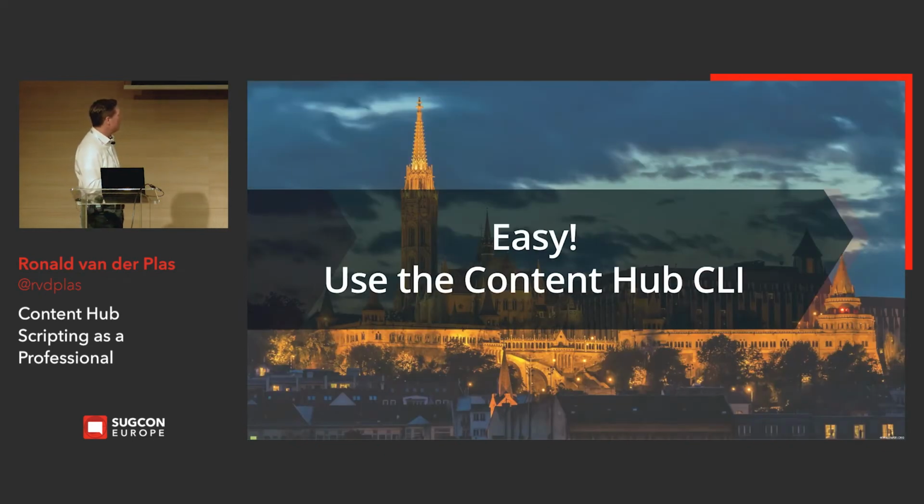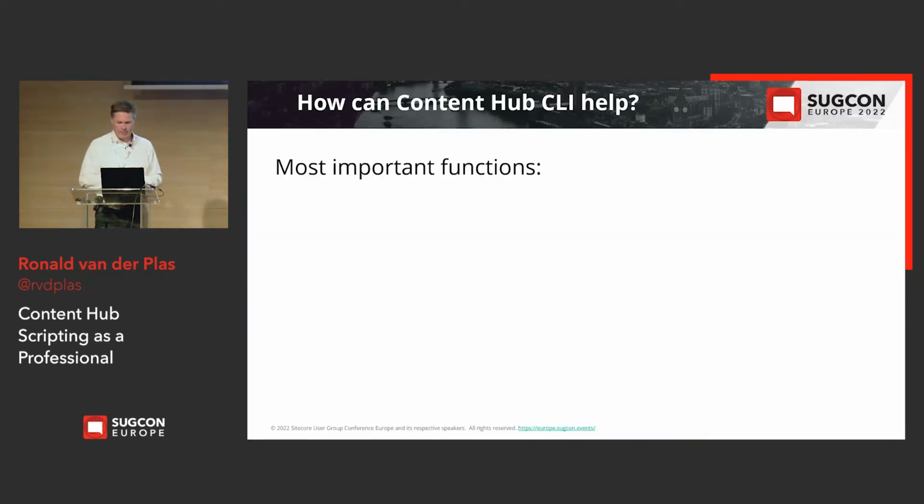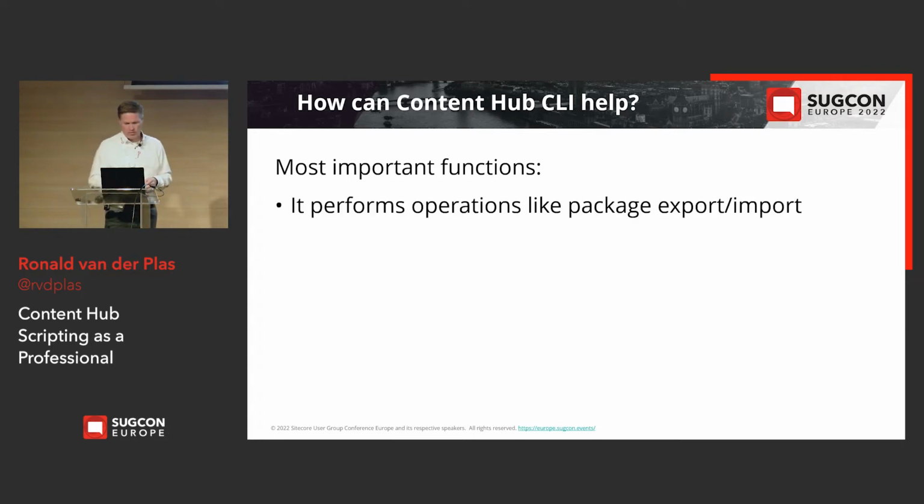Well, luckily for us, Sitecore developed a small tool that's called the Content Hub CLI tool. And how can it help us then? Well, basically, it's a command line interface tool that offers some important features for us. First of all, you can export your package via a single command line from out of the Content Hub. So you can just create a backup of your Content Hub configuration locally and then import it in another environment. That makes syncing your dev, QA, and production environment really easy.